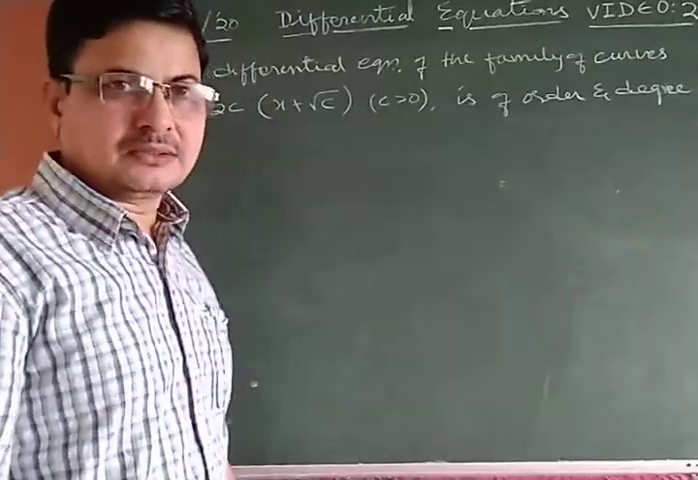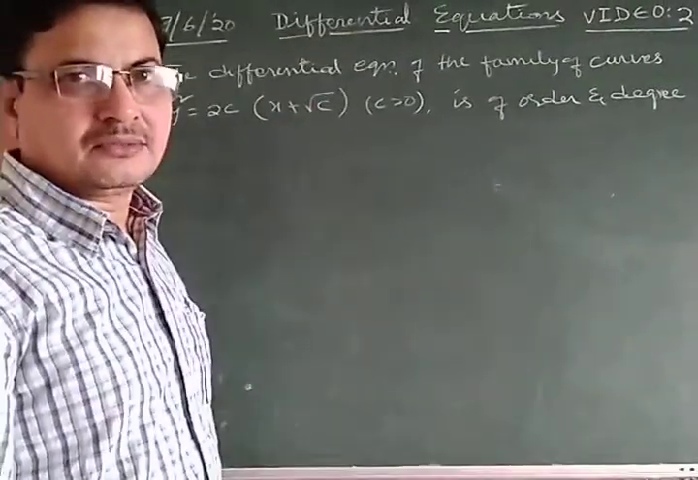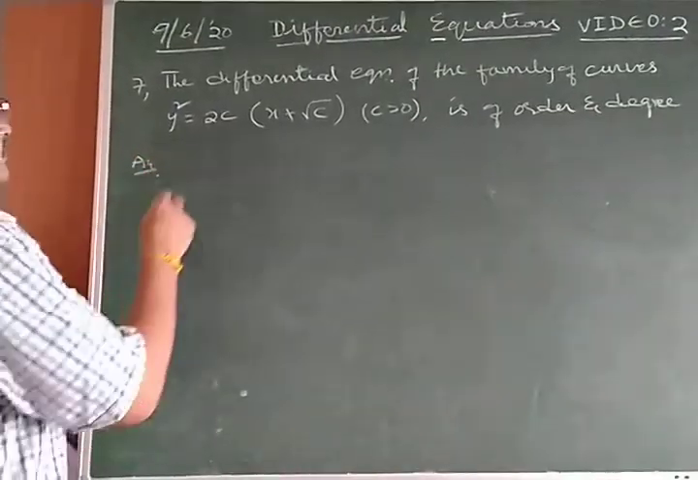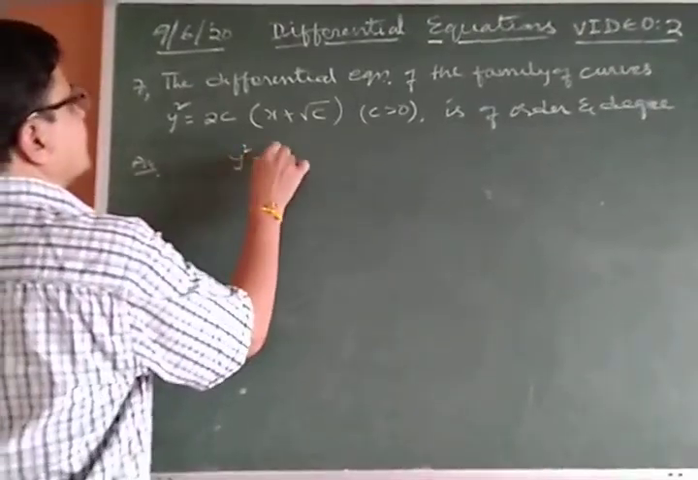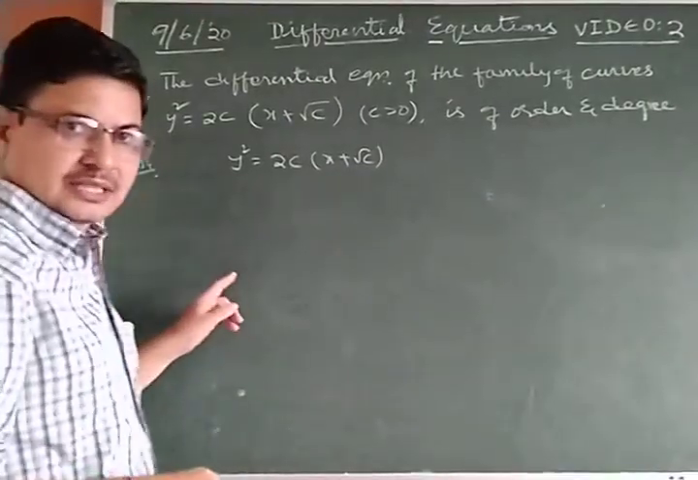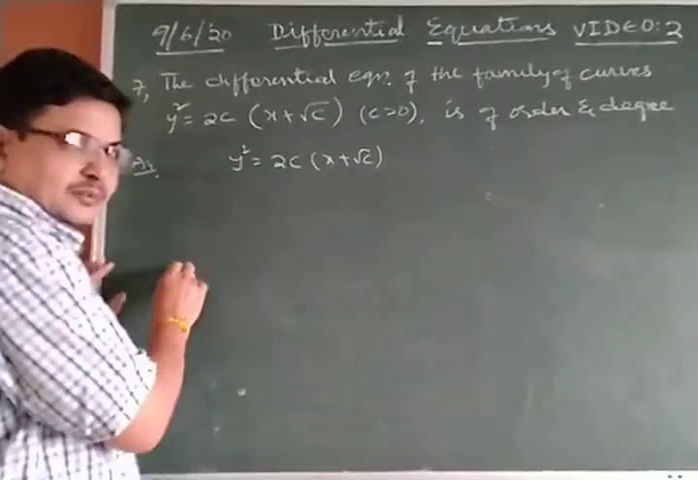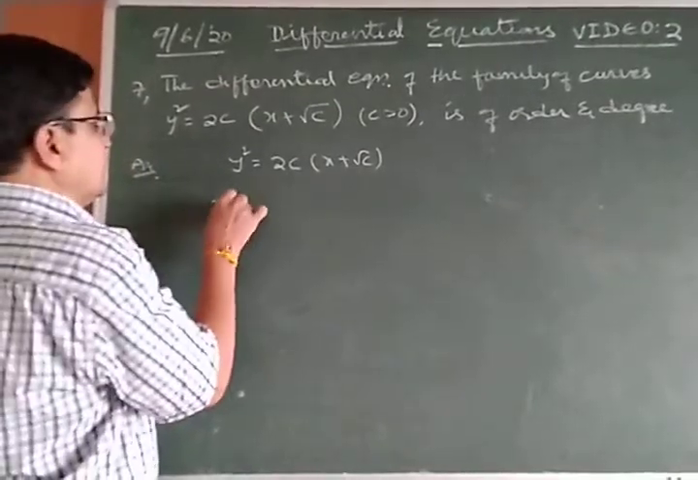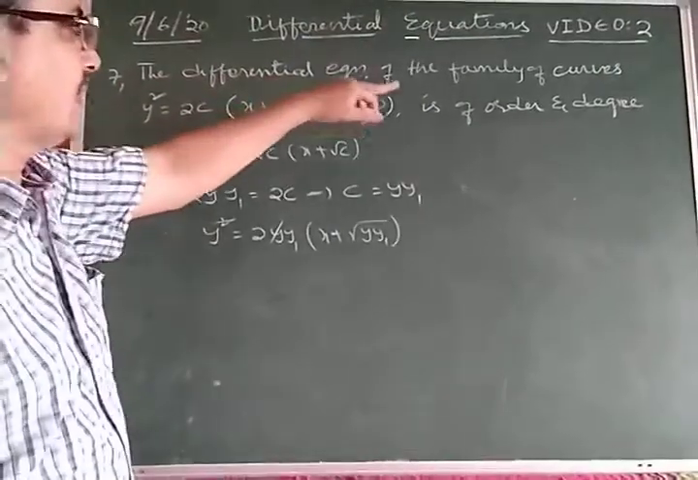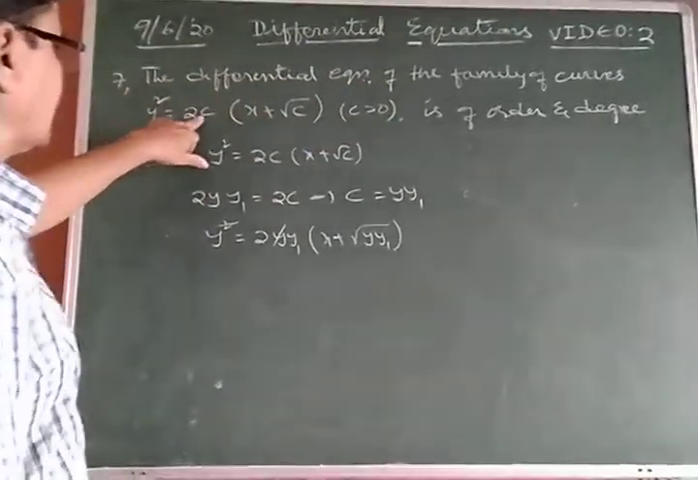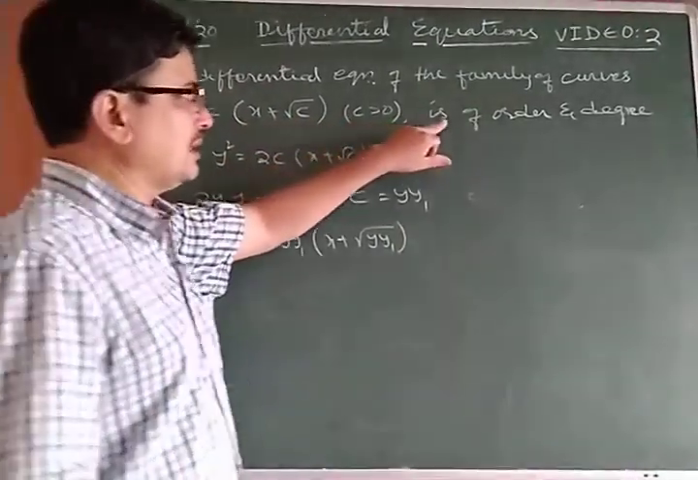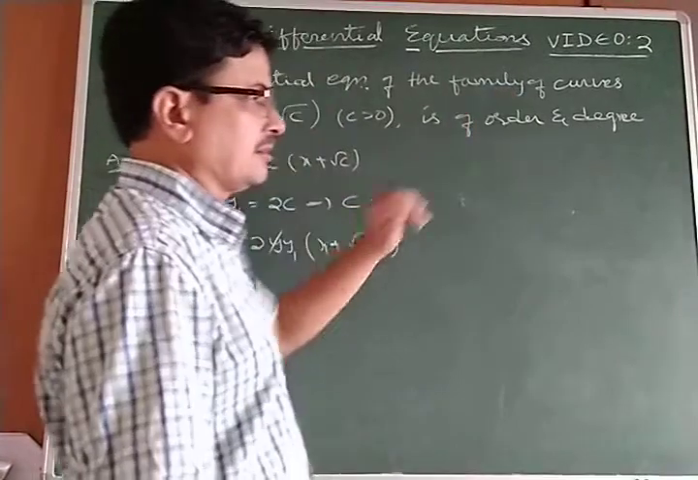So first of all we want to remove the arbitrary constant from the given equation. So the given equation is y square is equal to 2c into x plus root c. Applying derivative on both sides with respect to x. Derivative of y square is 2y into dy by dx, 2y into y1.